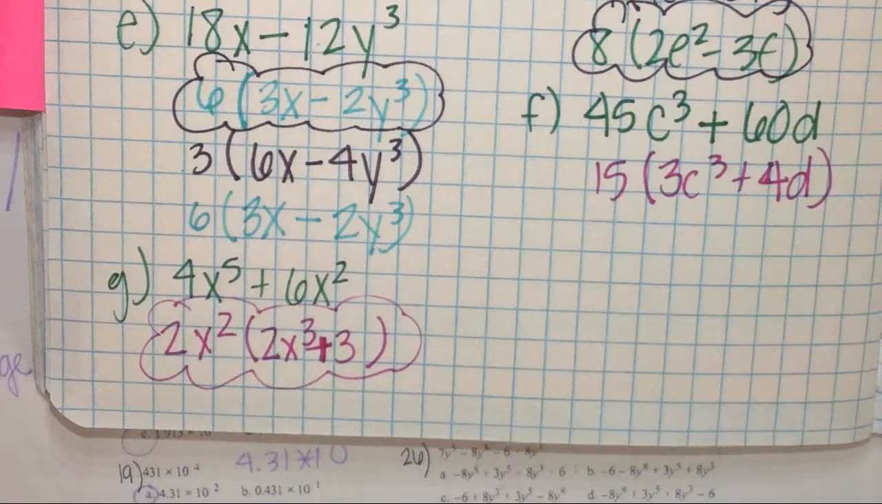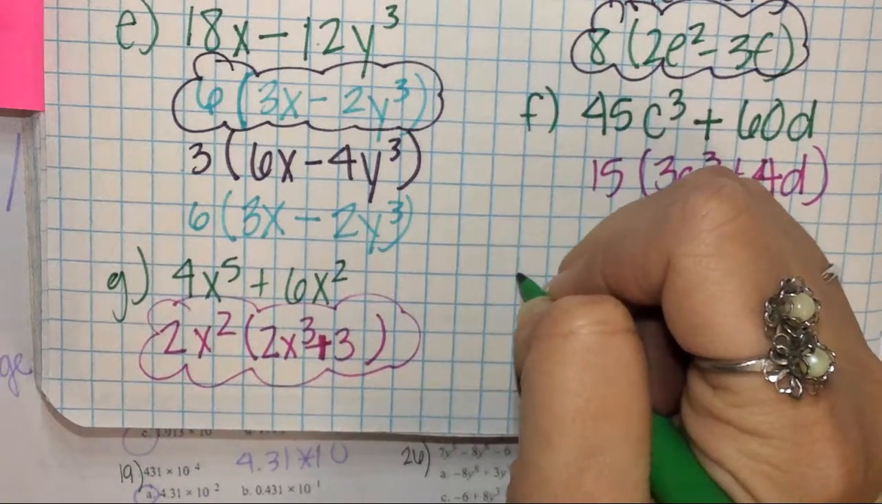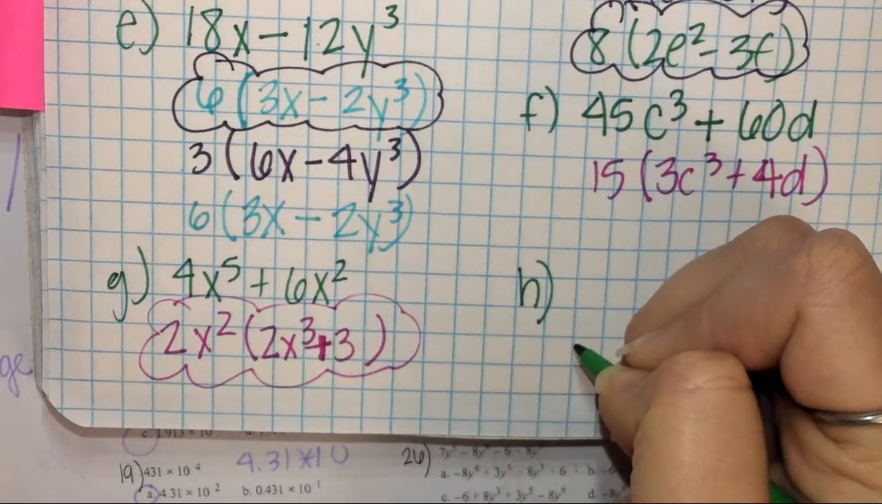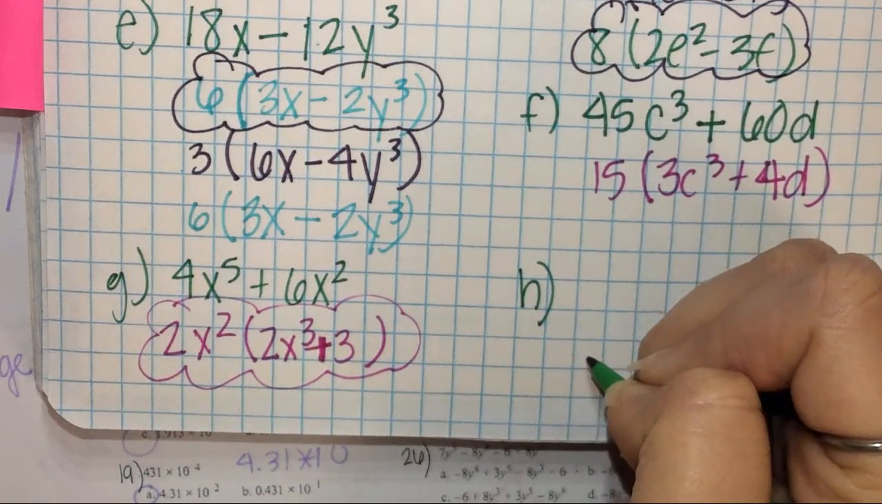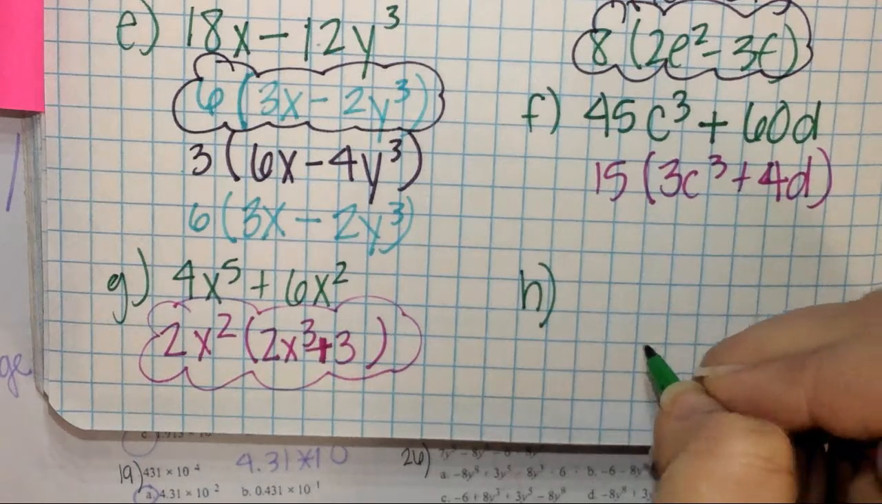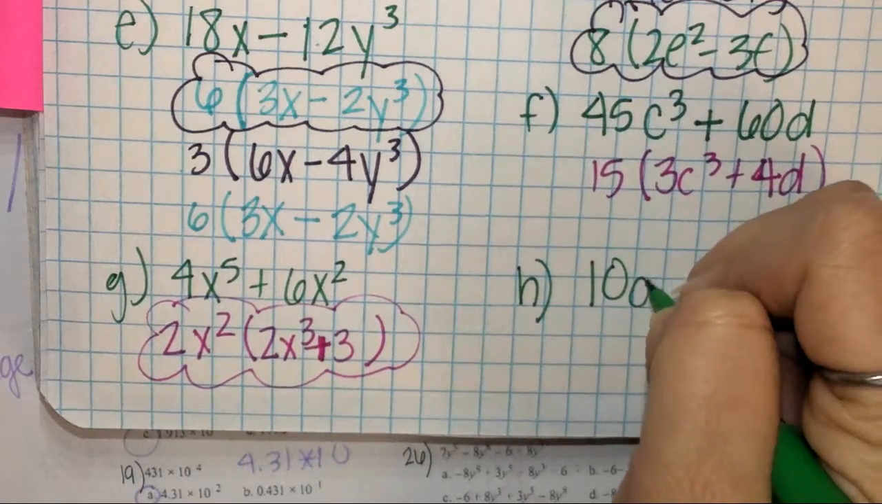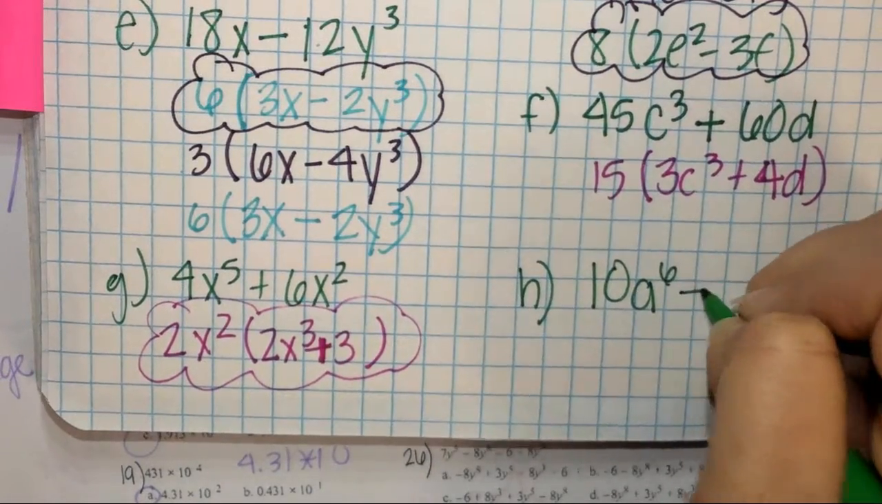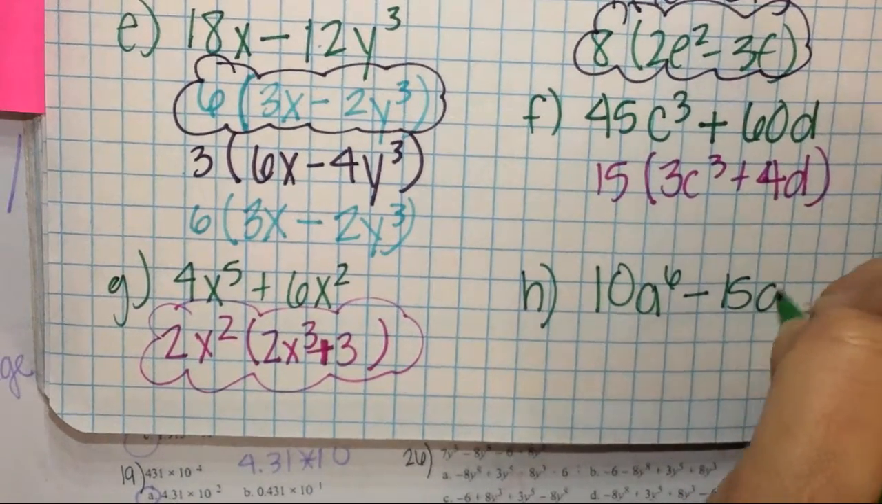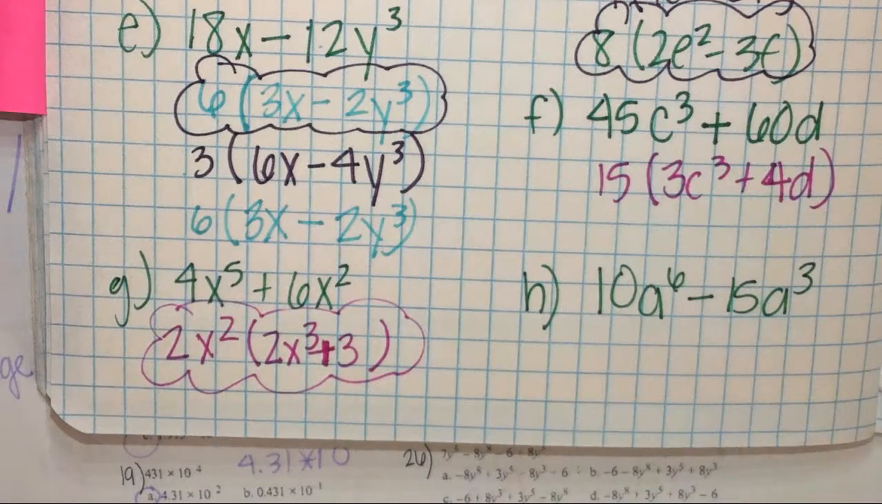Anybody have any questions? Do you want to do one more together, or do you want to try it without me? Together. Together? Okay. No, I choose to do it without you. If you can work without me, then work without me. Alright, so let's do 10a to the 6th minus 15a cubed.